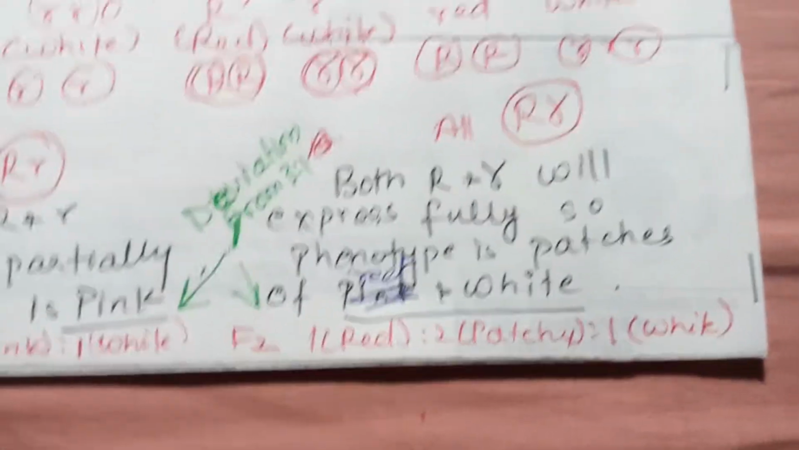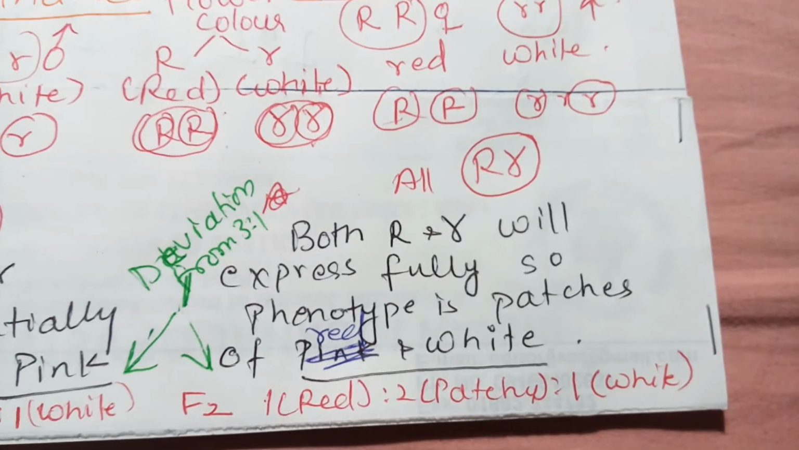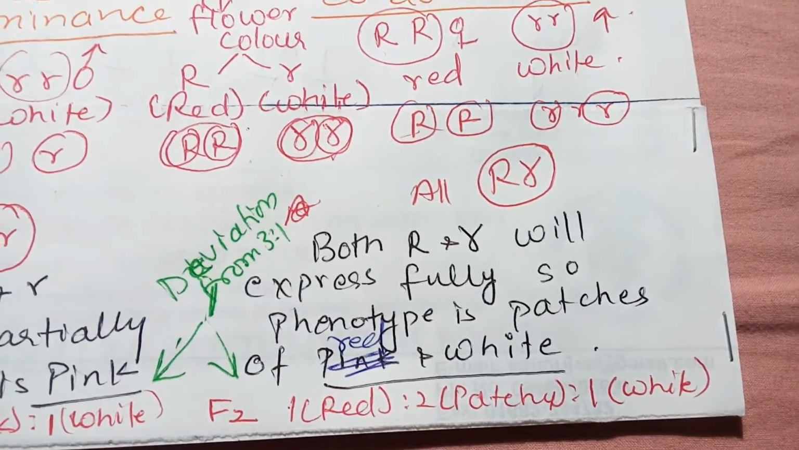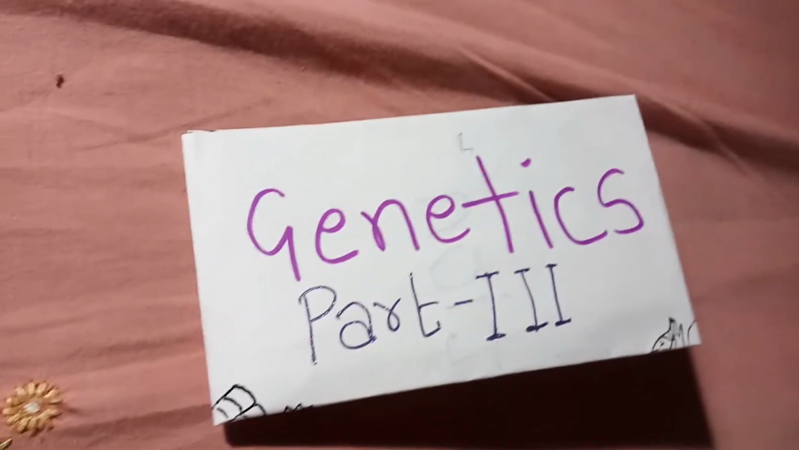Okay, and if you look at the F2 ratio, it will be 1:2:1, 1 red, 2 patchy and 1 white. So this is the difference which you can clearly see.